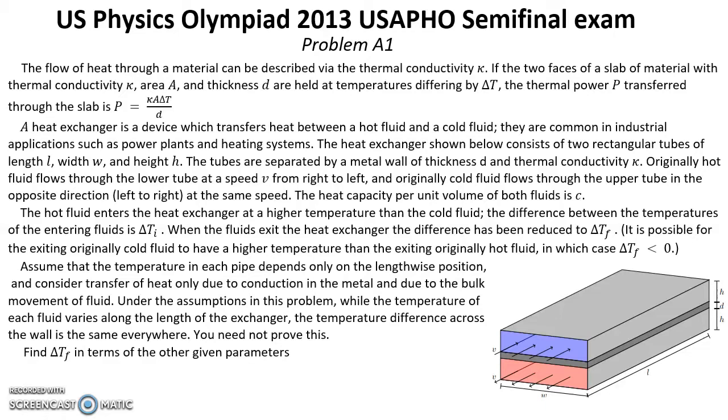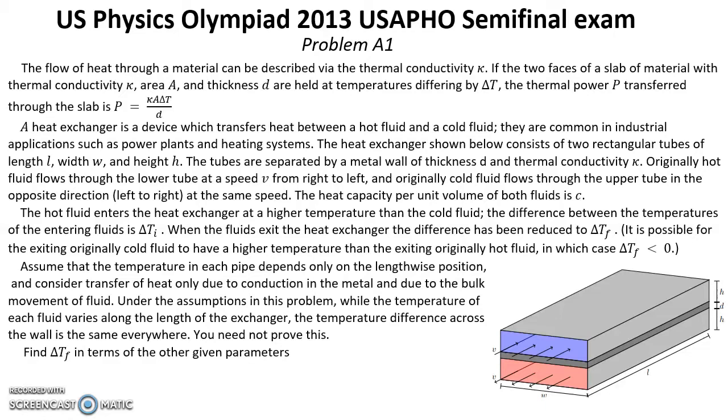The heat exchanger is a device which transfers heat between a hot fluid and a cold fluid. They are common in industrial applications such as power plants and heating systems. The heat exchanger shown below consists of 2 rectangular tubes of length L, width W, and height H. The tubes are separated by a metal wall of thickness d and thermal conductivity K.